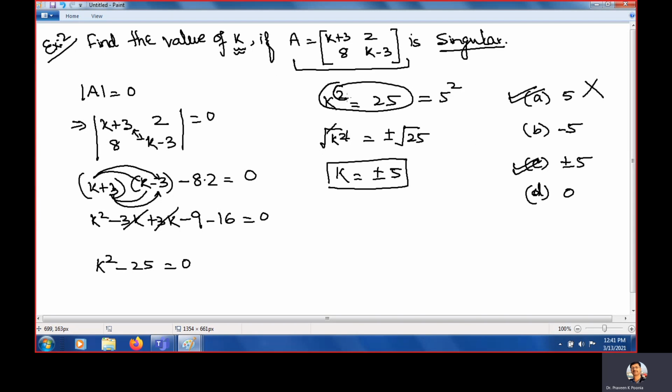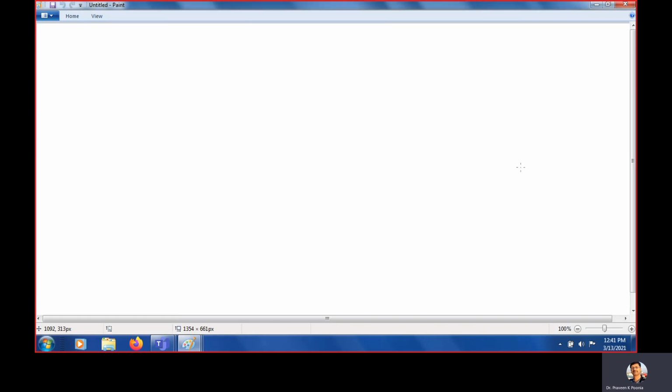Because whenever power 2 is there, 5 power 2 is 25 and minus 5 power 2 is 25. So the square root of 25 gives two numbers, plus 5 and minus 5. Please remember this. Please clear your concept. Now, these were the two questions where you can use the singular matrix concept, and definitely one question we are going to ask you in the quiz and midterm from this singular matrix concept.